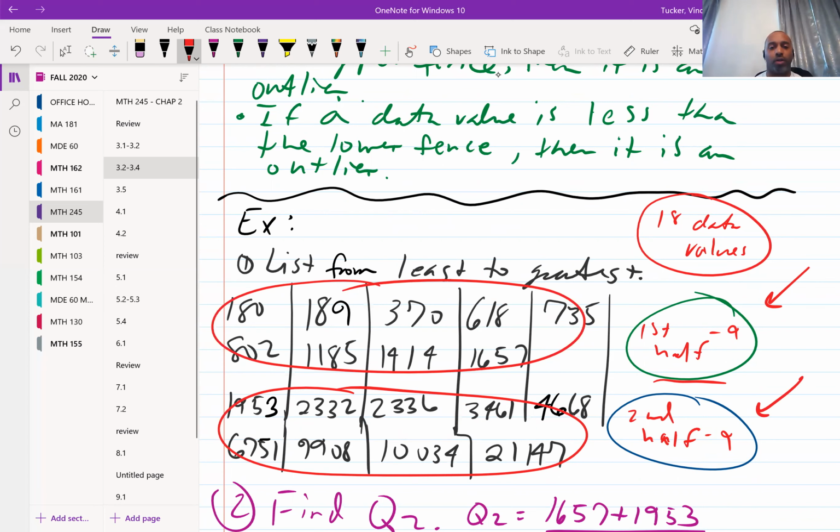It's just a way to organize your data set so that you'll be able to find your quartiles easily, versus writing them all out in one straight line with no type of rhyme or reason. So I wrote 9 data values up top, then came down and wrote 9 data values under that. So I already split my data set in half. You don't have to do that, but you do have to write it from least to greatest. So it's up to you how you want to attack the problem.